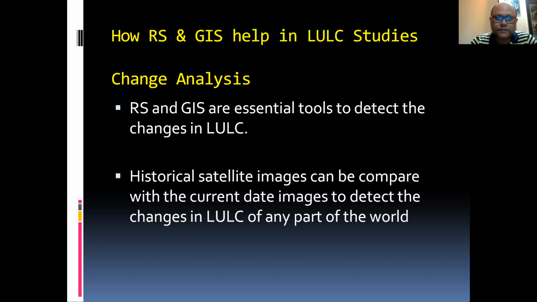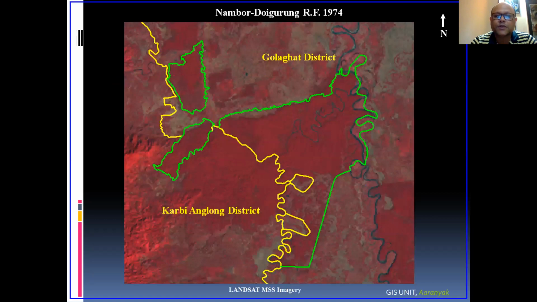From 1975, we can do different time series analyses: 1978, 1985, 1995, 2005, 2020. How much forest cover, how much built up area, how much agricultural land had changed, how much water bodies decreased or increased. That kind of analysis we can do with the help of remote sensing. I'm showing some examples. This is an image of Nambor Doigurung Reserve Forest in 1974. It was reserve forest. The green line indicates the forest boundary, and the yellow line indicates the district boundary. This side is Karbi Anglong, this side is Golaghat district.